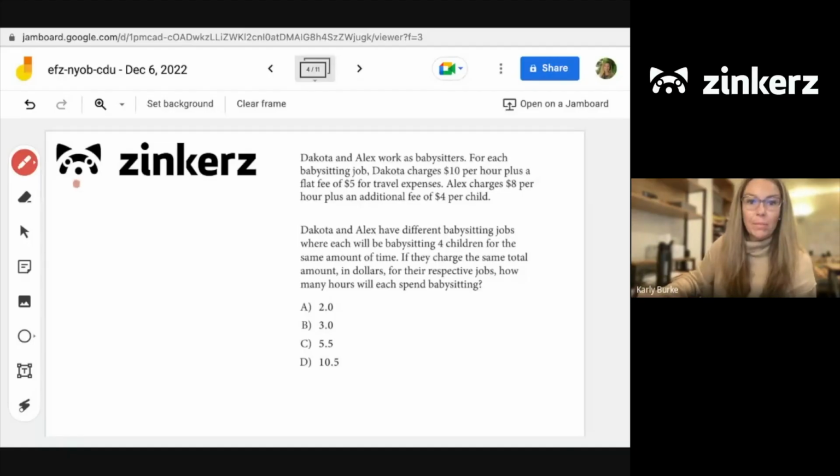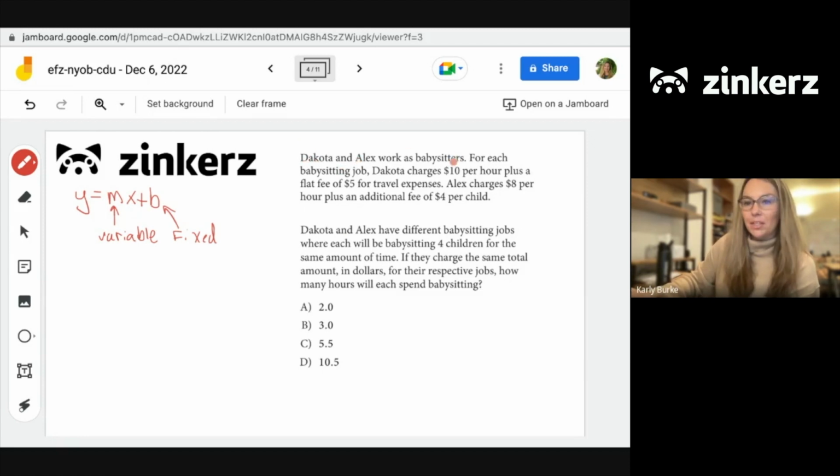The SAT is going to test you a lot on word problems, and specifically on word problems that can be written as linear equations. When I think of a linear equation, I think of y equals mx plus b. M is your variable, it's changing. And b is going to be the fixed amount.